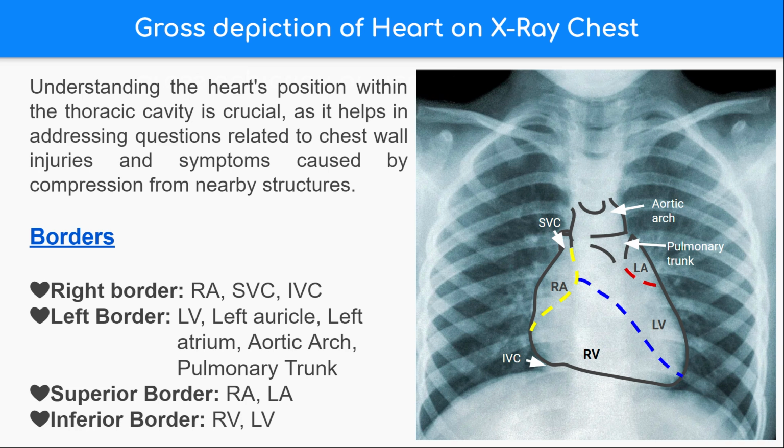As you can see, the right border is formed from the right atrium, the superior vena cava, and the inferior vena cava. The left border is formed by the left ventricle, left auricle, left atrium, aortic arch, and pulmonary trunk. The superior border is formed by the right atrium and the left atrium, and the inferior border is formed by the right ventricle and the left ventricle.